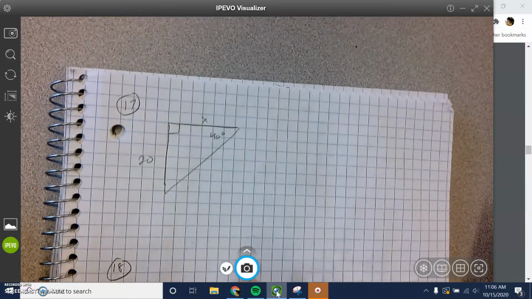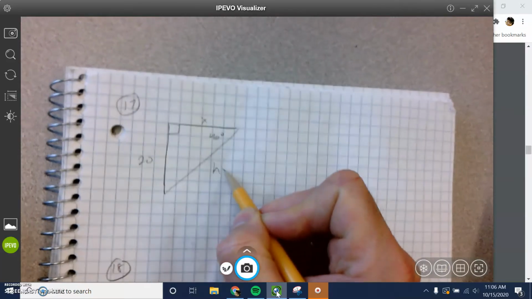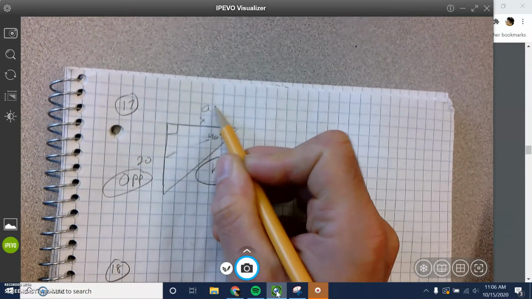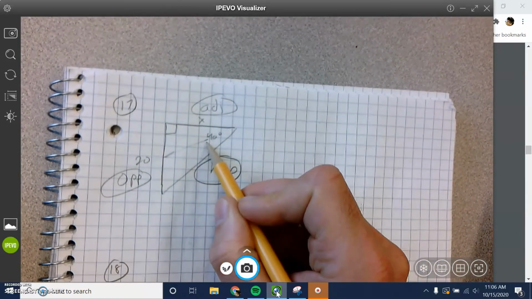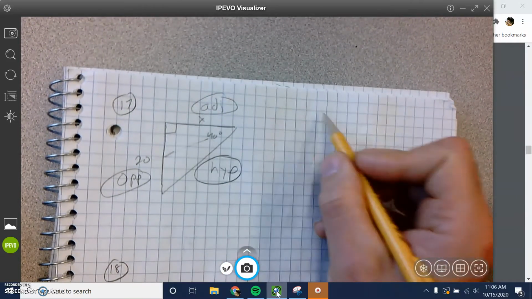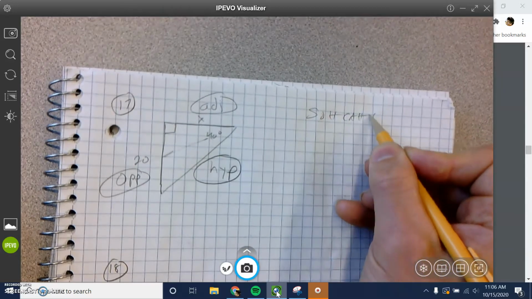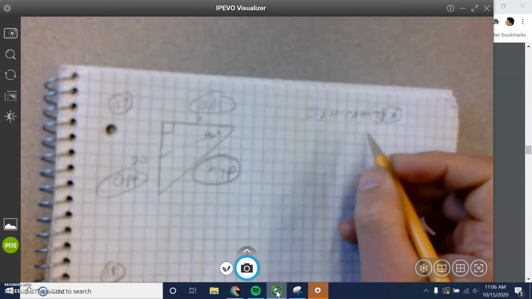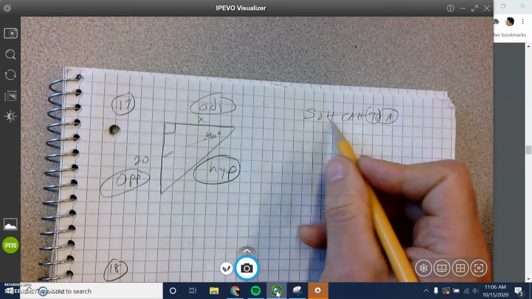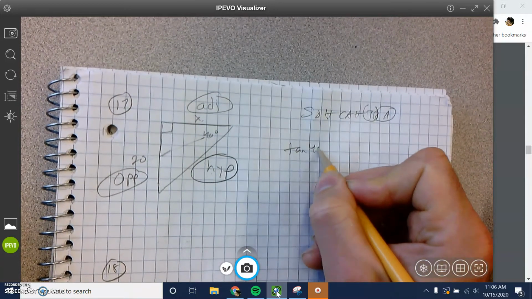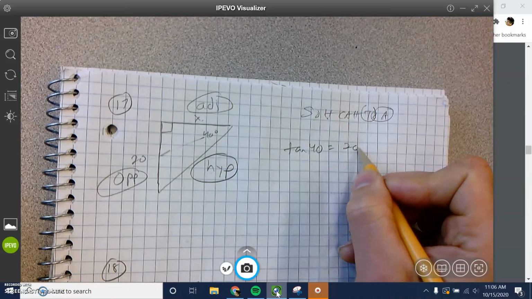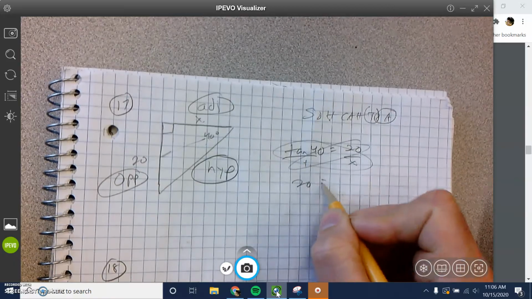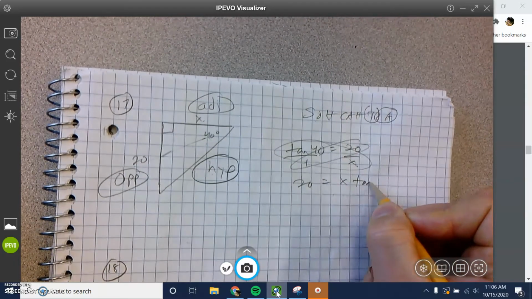17, we're going to go a little bit faster now. So 17, this is going to be hypotenuse, and this is going to be opposite, and this is going to be adjacent. This is SOHCAHTOA. Sometimes just go off this. So you have opposite and adjacent, so that's tangent. Hypotenuse is blank, so it can't be this or this. So tangent of 40 equals opposite 20 over adjacent x. So cross multiply, 20 times 1 is 20, x times tangent of 40.